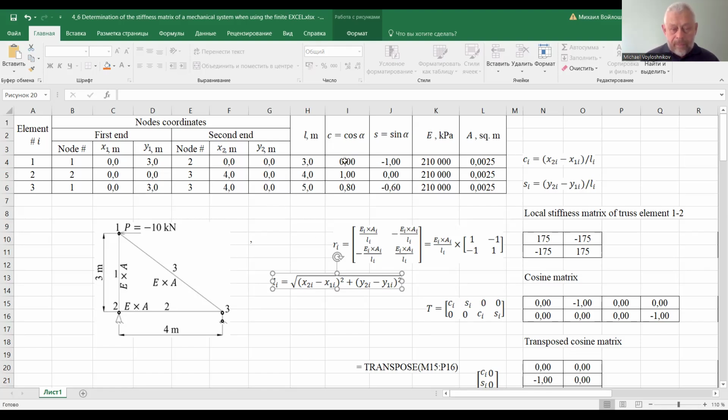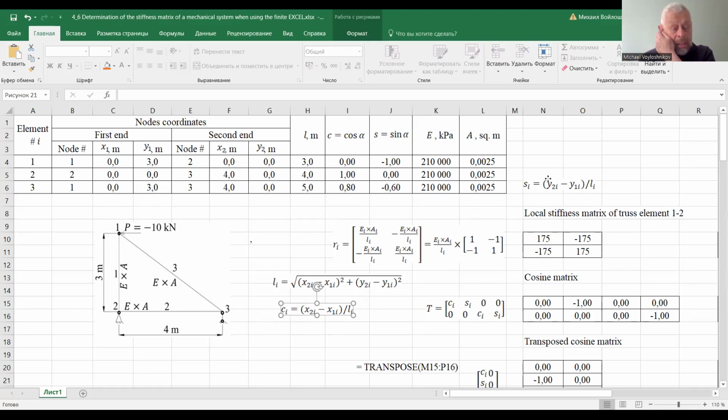This is a characteristic of the discrete model. So cosine, by the formula, is the projection of the finite element on the abscissa axis divided by its length. So we have the projection in the brackets here. For example, the first element on the abscissa axis is 0 minus 0. This is 0 divided by the length of 3 meters. So we have 0 cosine.